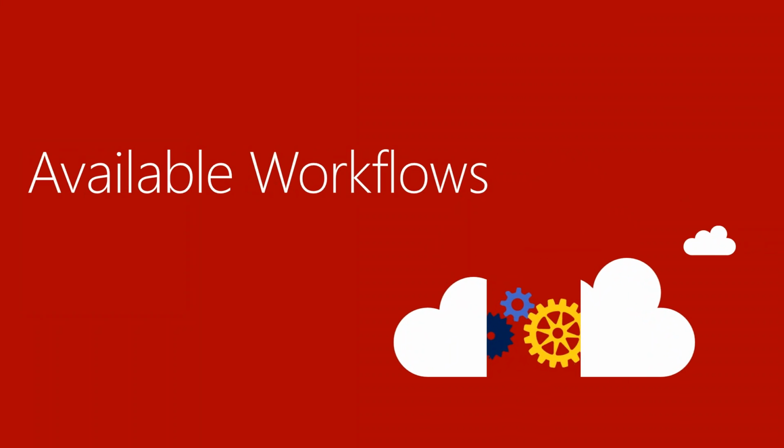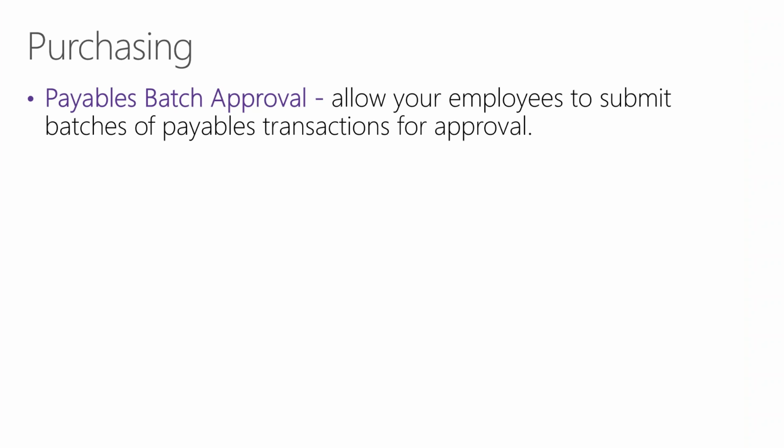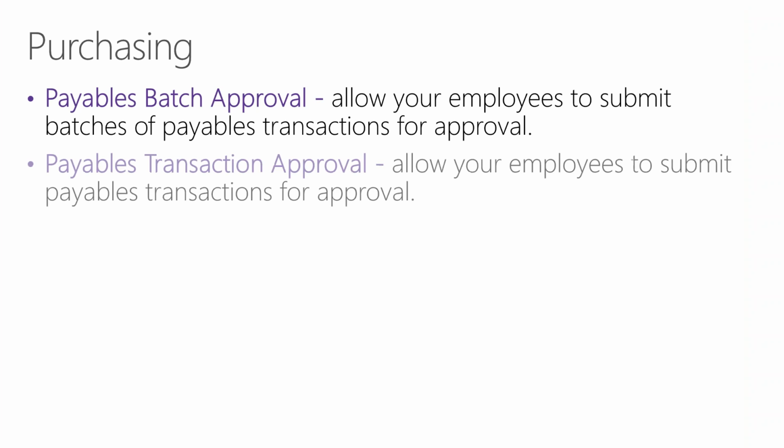So we'll start out by talking about our available workflows. What's available to you? Again, we are talking about GP 2015 R2 and GP 2016. So in the purchasing series, the first one that we have available is our payables batch approvals. So an entire batch of payables can go through an approval process. The payables transaction approvals. So typically these are exclusive of one another. You're either doing transaction approval or you're choosing batch approval, but there wouldn't necessarily be a reason to have a transaction approved and then save it into a batch and have it approved again.